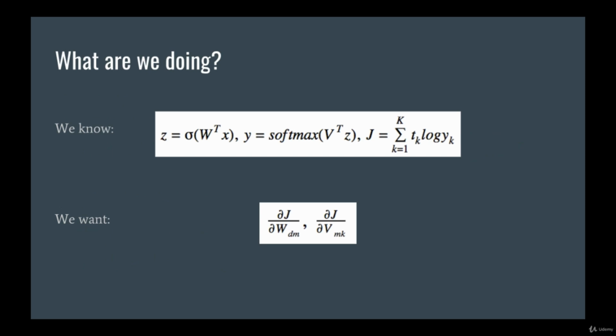So first we start with the cross-entropy loss, which I'm sure you're familiar with by now. We know we want to find the derivative with respect to the neural network weights. We'll say VMK for the hidden to output weight and WDM for the input to hidden weight. We'll derive the expression for V first, since it's shorter and easier.